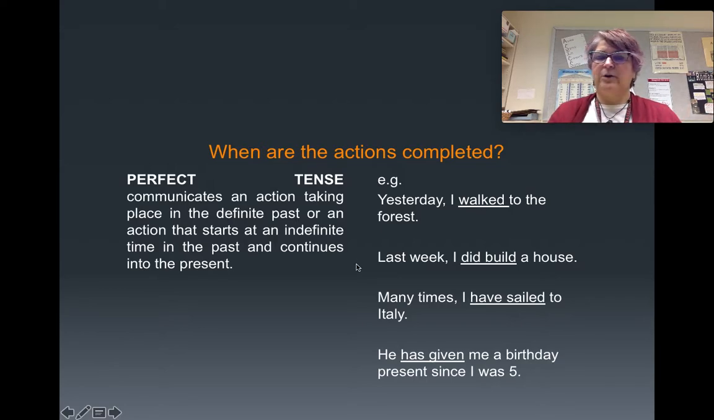What should be your takeaway? The perfect tense can be translated into English by using the simple past tense of the verb, walked. You could say did with the simple past tense of the verb, like did walk, did build, or you can put has or have with them as a helping verb. And this explains what those ideas are that they communicate.